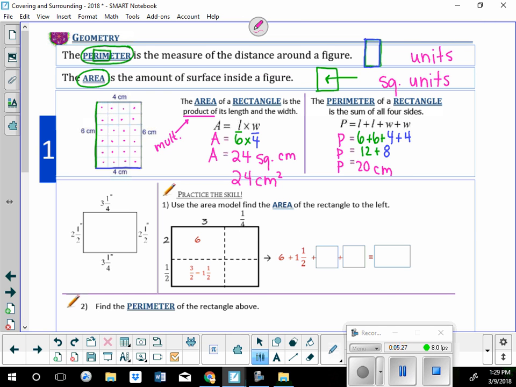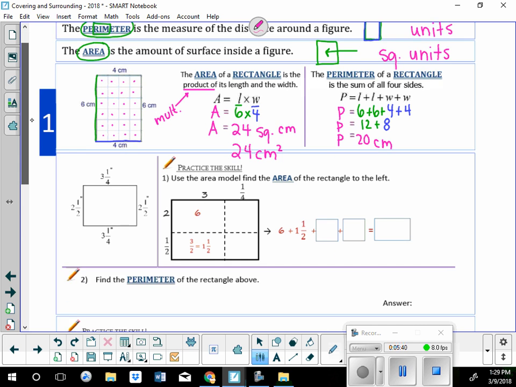Perimeter is just in one dimension, so we just say centimeters, not square centimeters or cubic centimeters like we would for volume. All right, is it all coming back to you? Yes?